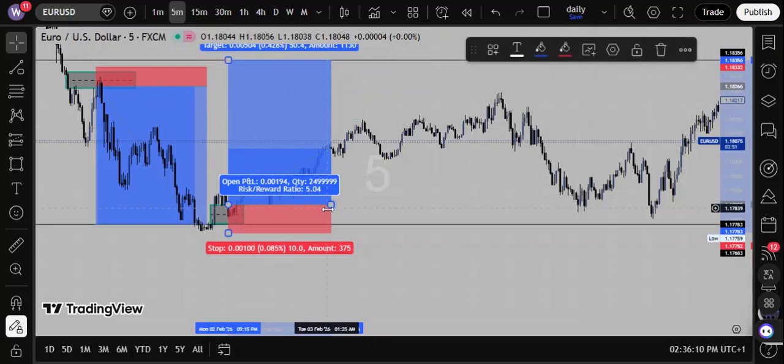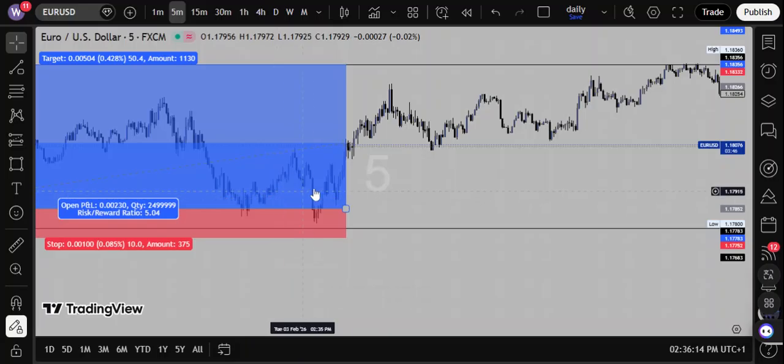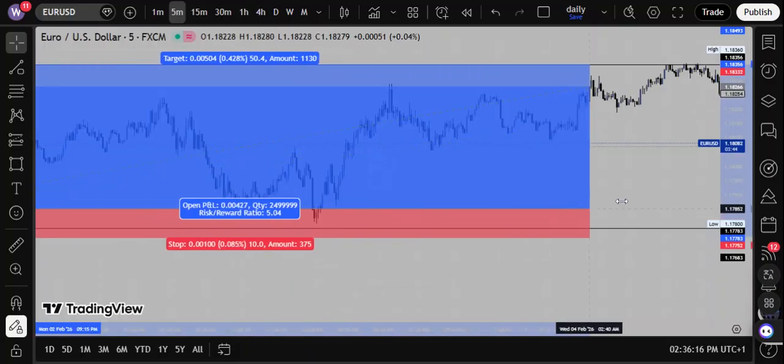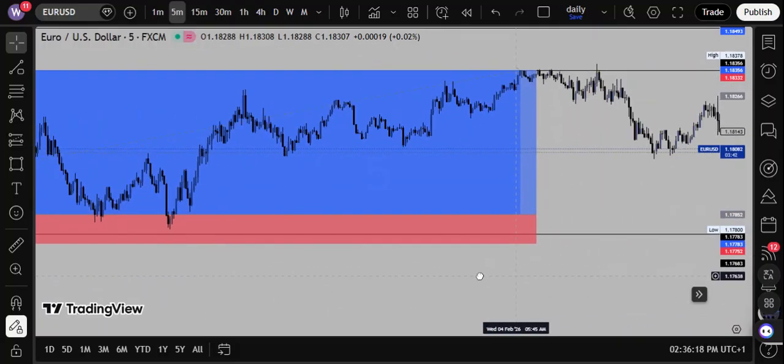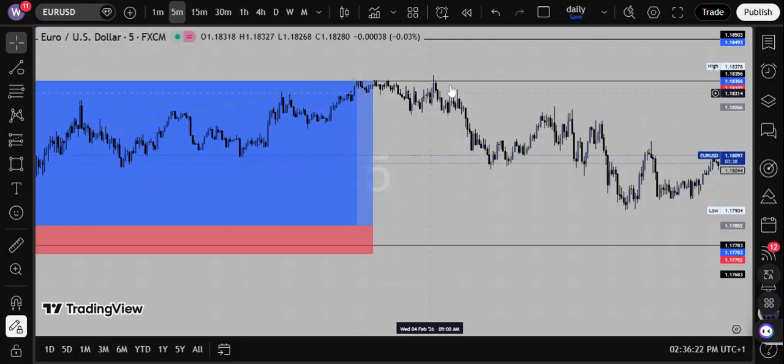Now let's see if price hits TP with this. Let's keep playing price forward and see if we finally hit TP. Now look at this. We finally hit TP, right? This is a very good trade. Now look at this opportunity right here. Price did not break above that liquidity area. Why? Because we got rejections.